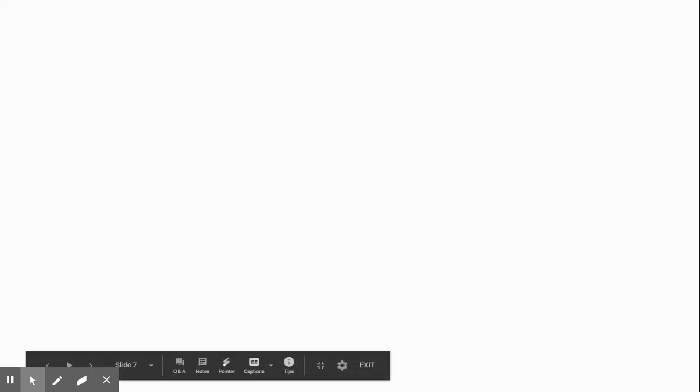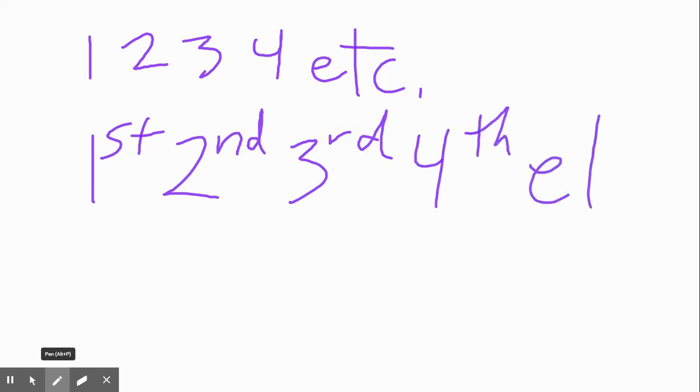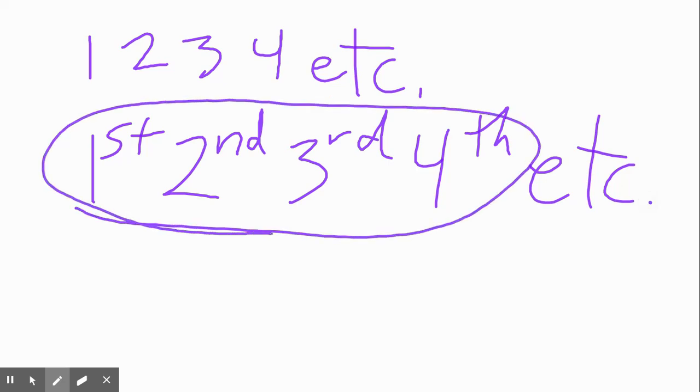In my last video, I mentioned cardinal numbers are used for scale degrees: 1, 2, 3, 4, etc. And I mentioned ordinal numbers are used for intervals: first, second, third, fourth, etc. So these are the types of numbers we're going to use for intervals.